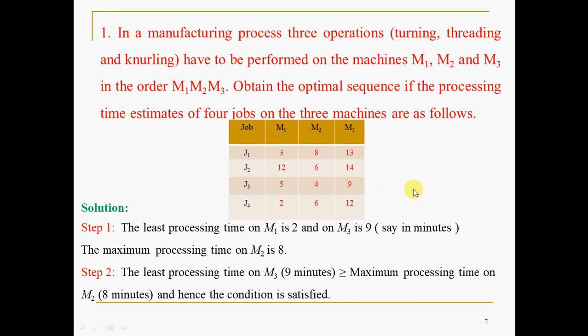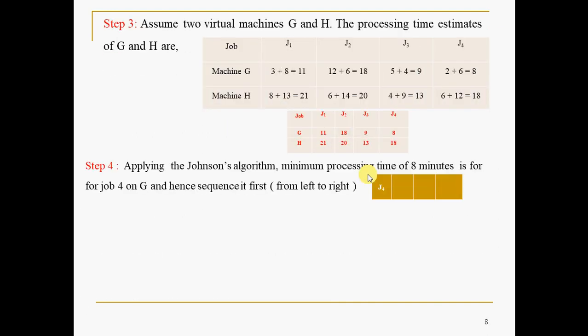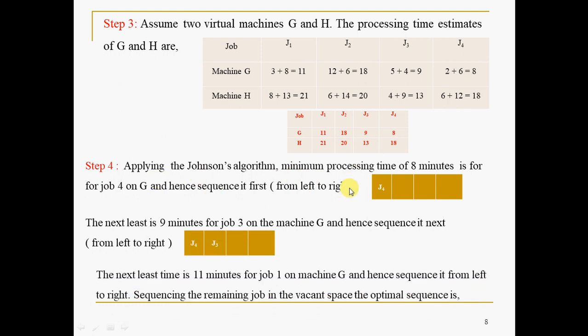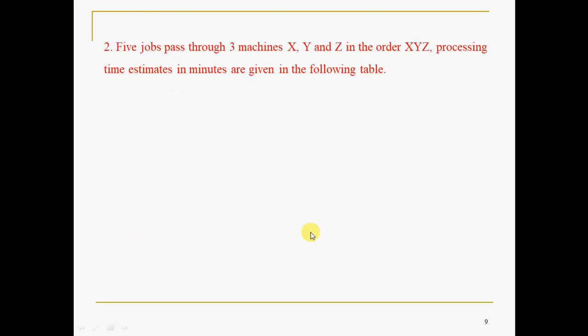So let us glance quickly at what you have done here. You converted the n jobs 3 machines problem to an n jobs 2 machines problem by using the first 3 steps. Then in the 4th step we applied Johnson's algorithm and obtained the optimal sequence. Now let us take one more numerical.